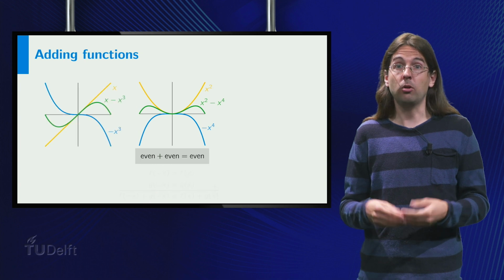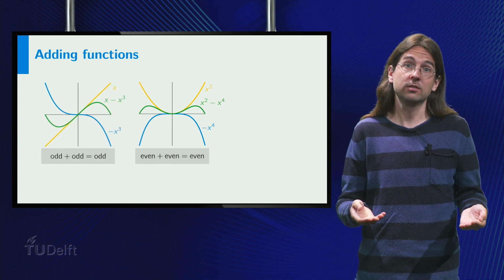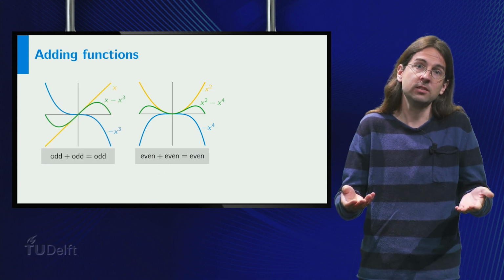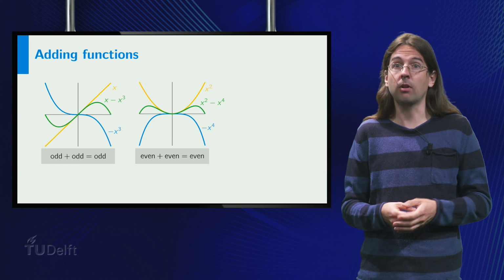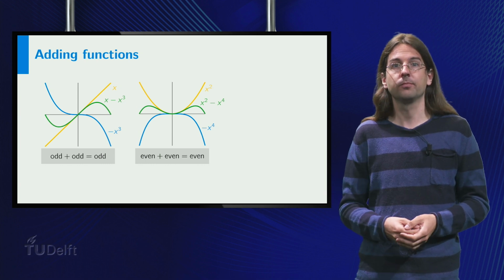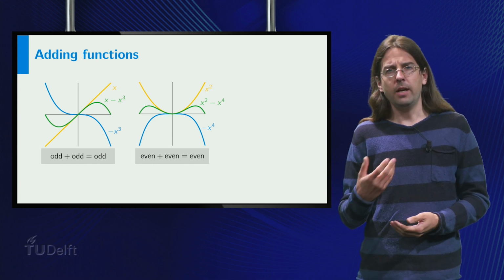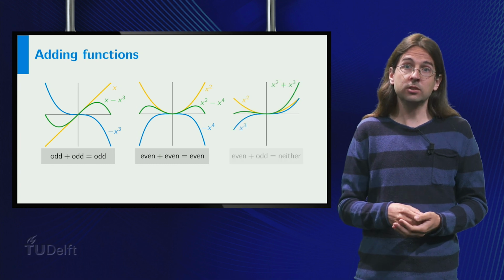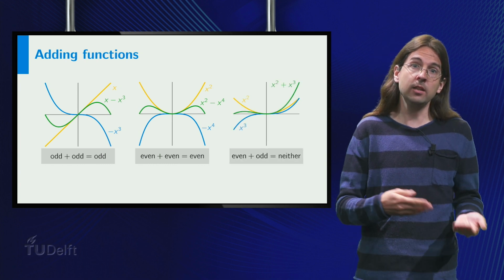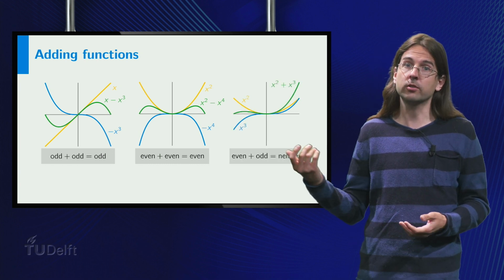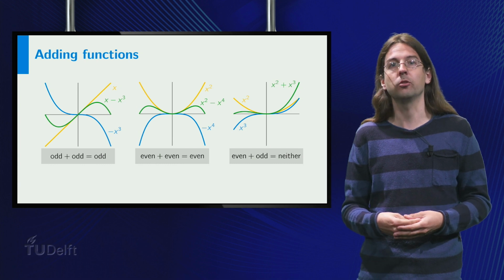Likewise, you find that odd plus odd equals odd, which is a more curious expression, but you can see it happen in the graph of x minus x cubed. Adding an odd and an even function generally gives something that is neither odd nor even. See, for example, the graph of x squared plus x cubed.